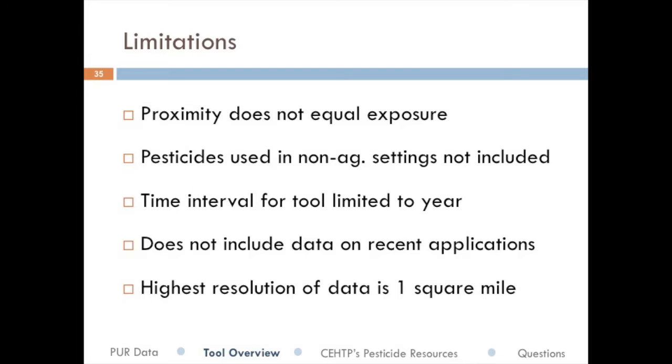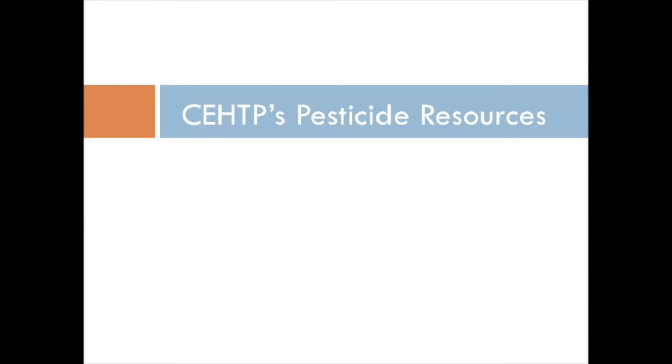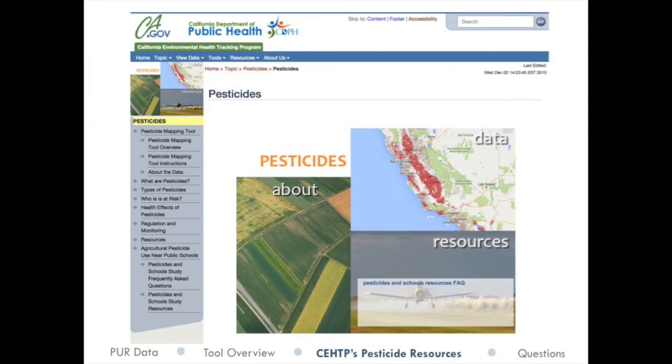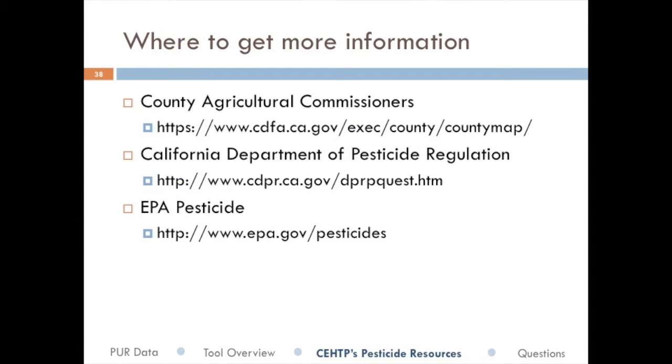We've made it to our third and final section, additional resources from our program that aim to help people better understand the connection between pesticides and health in California. On our website, we have a pesticide page with basic information about pesticides and health, including sections on what are pesticides and who's at risk. We also link to other organizations with pesticide resources, like the County Agricultural Commissioners of California, CDPR, and the EPA.